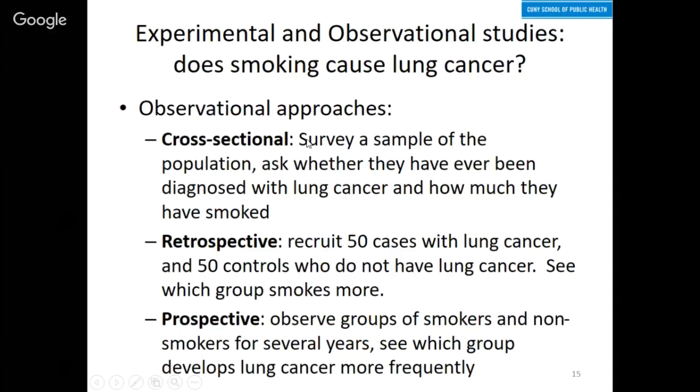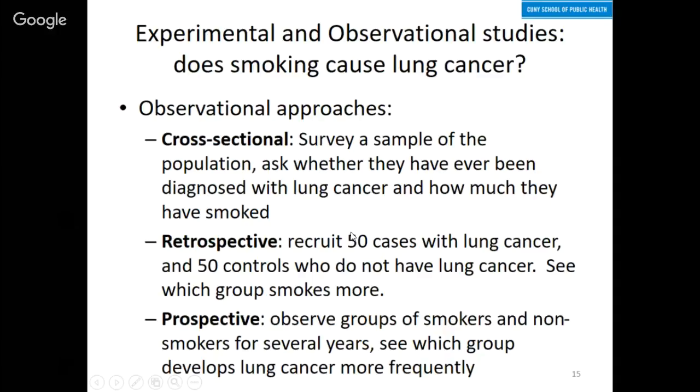Observational approaches could be to survey a sample, ask whether they've been diagnosed with lung cancer and how much they smoke. So this would be a completely cross-sectional approach. Obviously, it's going to have a lot of problems if you don't try to make sure that those with and without lung cancer are otherwise somewhat similar to each other, and compare similar people to each other, and not just older people to younger people, or other ways that they might be different between your case and your control group.